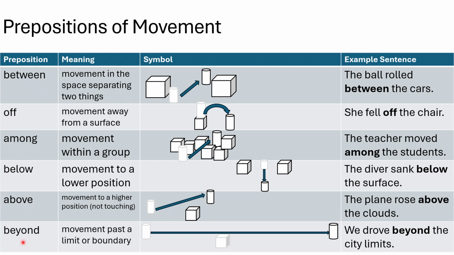The preposition beyond means movement past a limit or boundary. This symbol illustrates the cylinder moving beyond the box. Listen to the example sentence. We drove beyond the city limits.